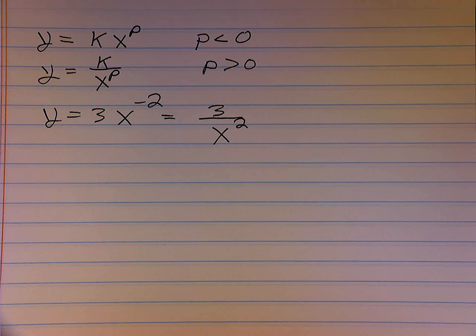Both statements are exactly the same. 3 times x to the negative 2 is the same as 3 divided by x squared. So either way is technically a valid statement. It's just a lot easier and more direct to see that as x is getting bigger, that fraction is getting smaller and smaller and smaller. That's really the essence of inverse proportionality.